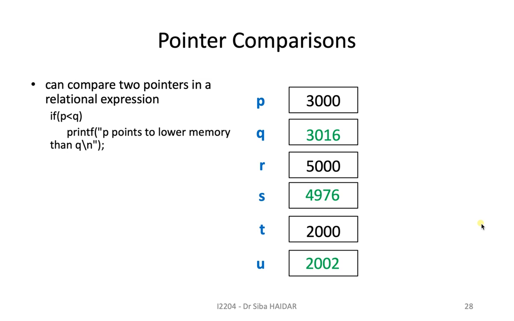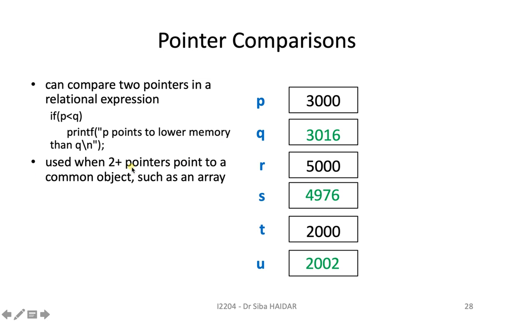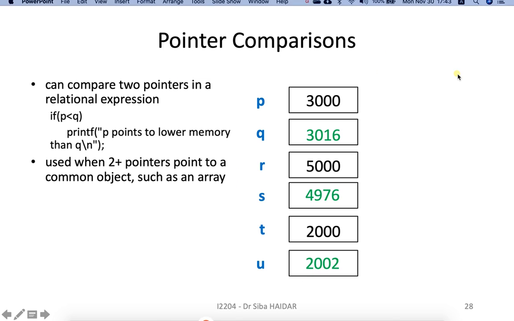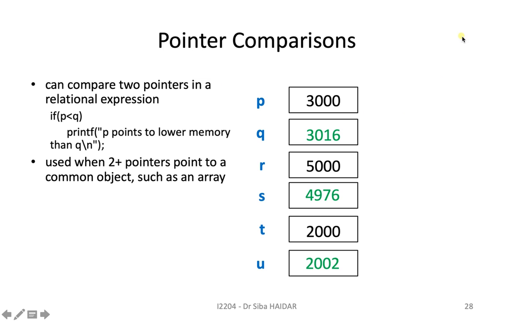As for pointer comparison, you can also compare two pointers in a relational expression. You can write if P is less than Q, printf P points to lower memory than Q. Here P is less than Q, so it will print this message. This is used when two or more pointers point to a common object such as an array. So you can put it like here in this simple example, but normally you compare two pointers when one points to an element address and the other points to the next one, or the one after some elements, or the previous, and you want to know which element is before the other, so you compare the pointers.